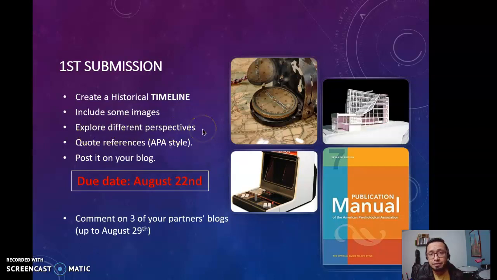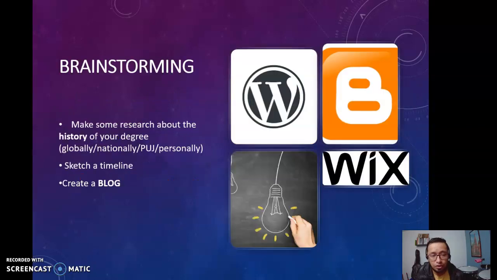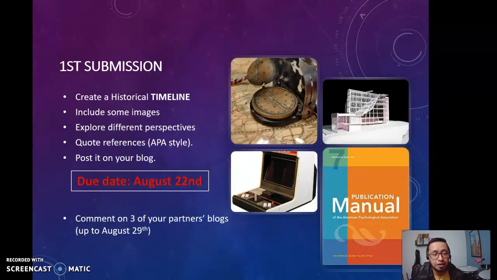Explore different perspectives. Probably if you're studying visual arts, you could go through painting or sculpture or cinema. It depends on what you're studying and which is the perspective that you want to focus on. Of course, quote references. I suggest the APA style for you to cite those sources of information that you used for the research that you made at the beginning, the brainstorming stage. So it would be good if you include some references, of course, it's required.